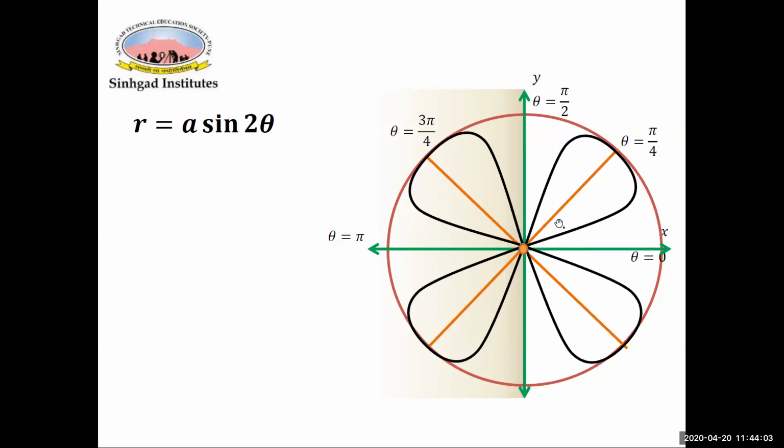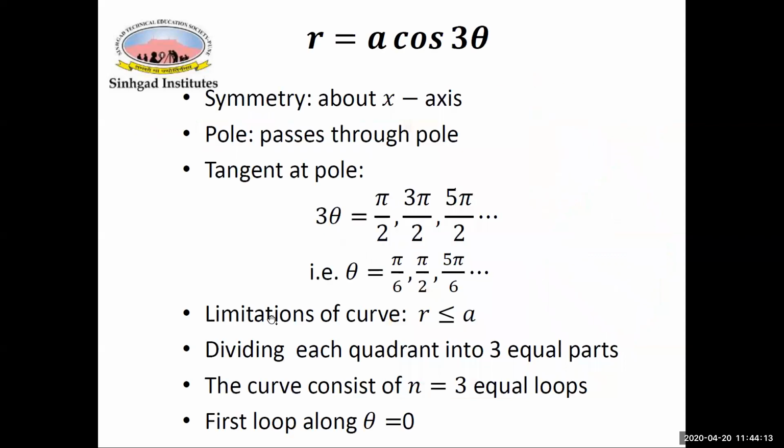Since each loop of the curve looks like petals of the rose, we call it a rose curve. Now we'll see the next one. R equal to a cos 3 theta. Replace theta by minus theta. Equation remains unchanged, so it is symmetric about x-axis.